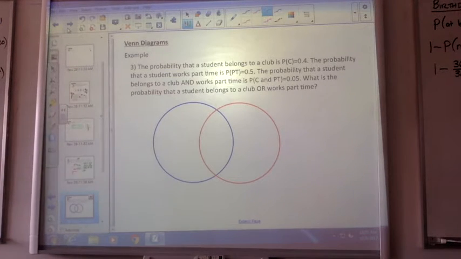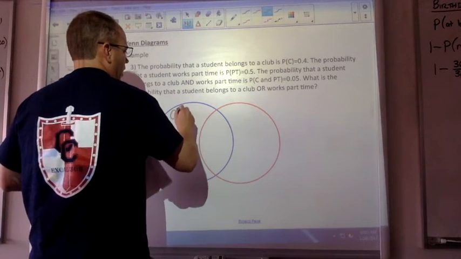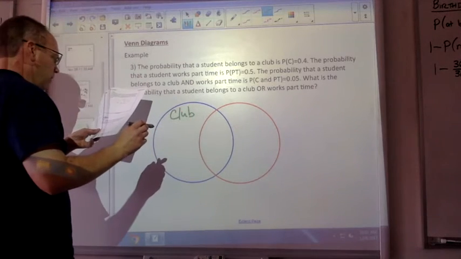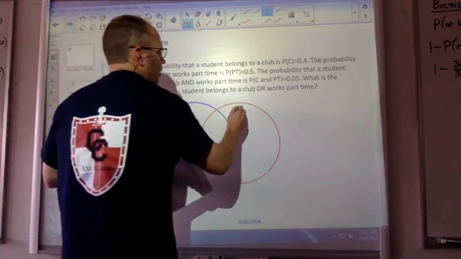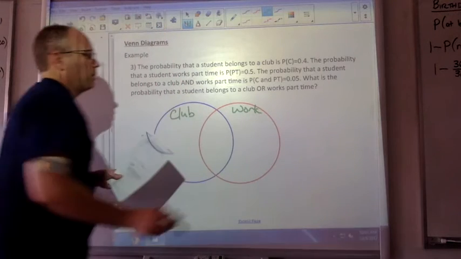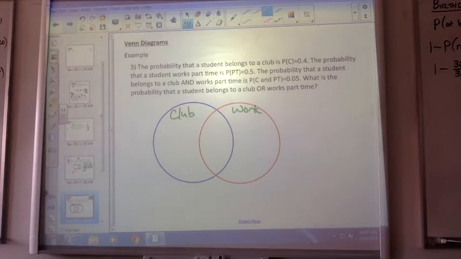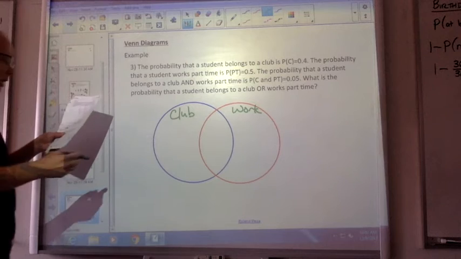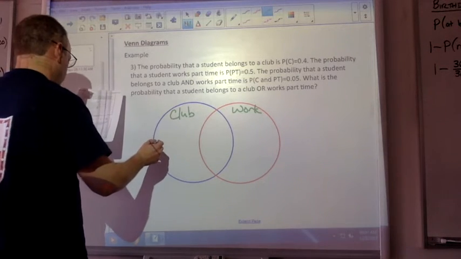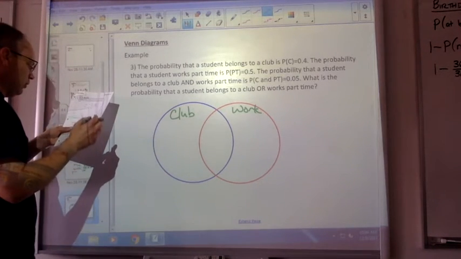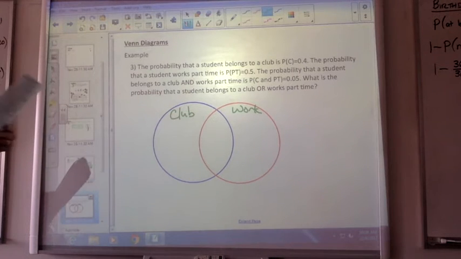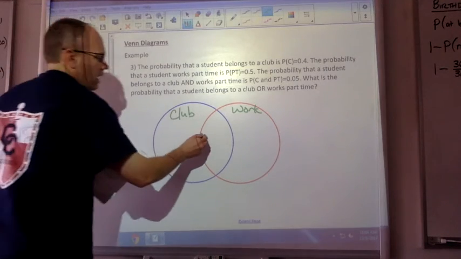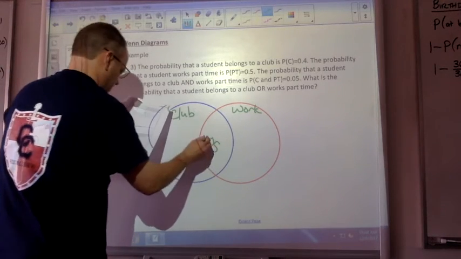All right, last slide. Okay, the probability of a student that belongs to a club. So we'll call this, the blue one, a club. The other one, the probability of a student that works part-time. So the probability of somebody that belongs to a club is 0.4. The probability that a student works part-time is 0.05. And the probability that the person is part of a club and works part-time is here. Okay?